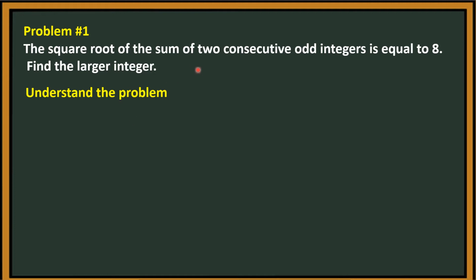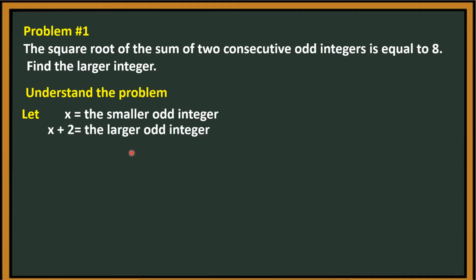And then sa problem na to, mapapansin nyo, we have two consecutive odd integers. Pero we do not know the two consecutive odd integers. So, mag-a-assign tayo ng variable for that. So, let x be the smaller odd integer. And then the other one, x plus 2, the larger odd integer. Kasi when we say consecutive, magkasunod, ibig sabihin may mataas at may mababa.